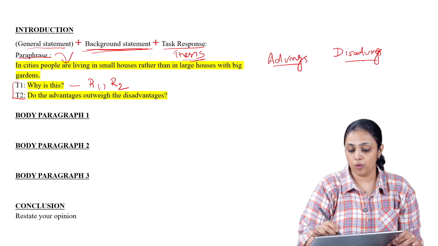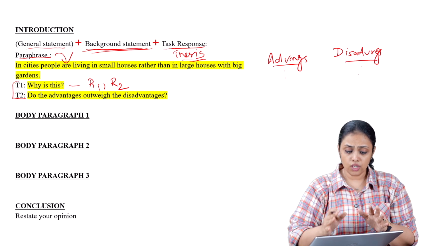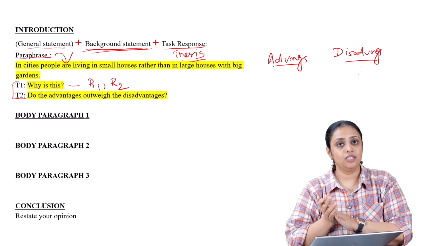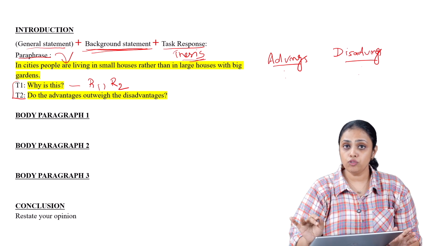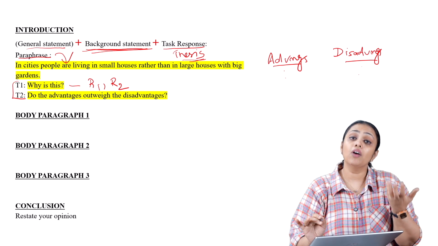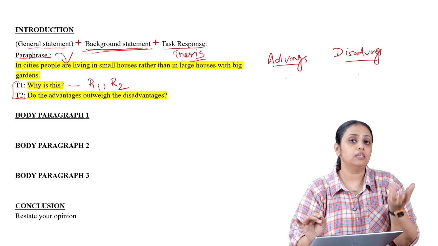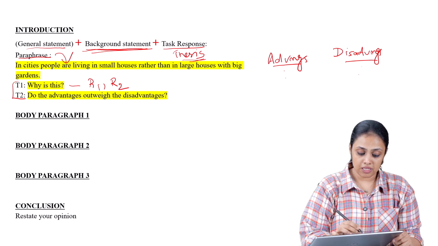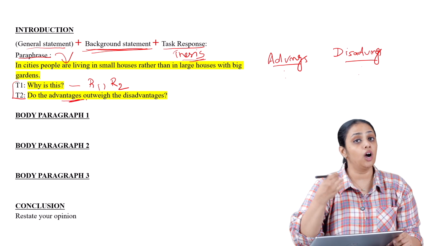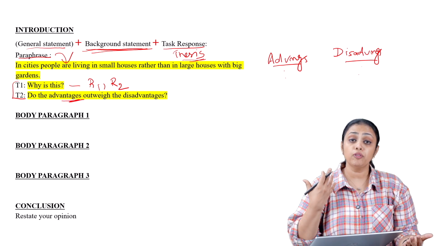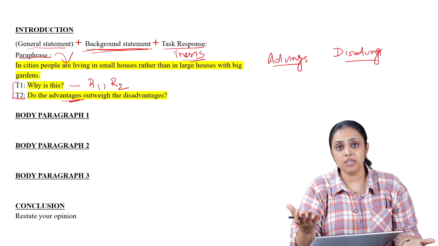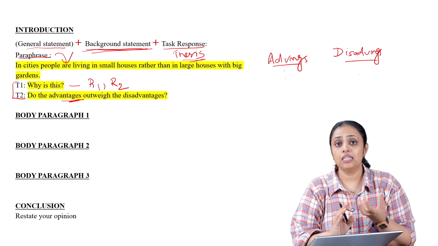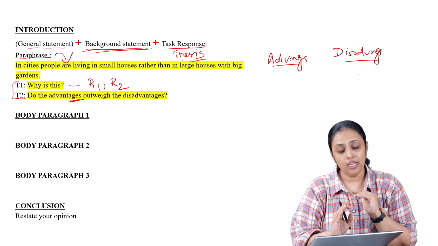You would be gathering points under each of these, and then you decide whether to go for advantages more or disadvantages more. Now, if I have chosen that it is generally advantageous, even though there are drawbacks, it has more benefits, then I would say advantages outweigh disadvantages. But if I am of the opinion that the disadvantages or demerits are more, then my essay would be structured in such a way that I would present it as disadvantages outweigh advantages.